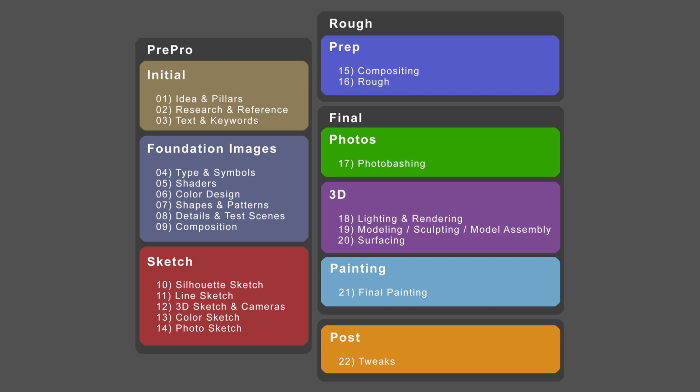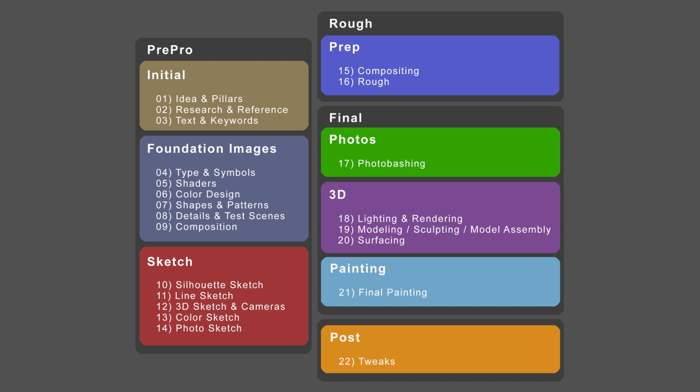Then we move into the rough area, and that includes a prep, which is compositing and actually making the rough. Then there's a finals area, and that includes photos, and that's the photo bashing process. Then a 3D category, which includes lighting and rendering, modeling, sculpting, and model assembly, and then surfacing. And then a painting section, which is the final painting. And finally, there's post, which is where we do all our tweaks. So no matter what job you do, you're basically doing some subset of these stages.